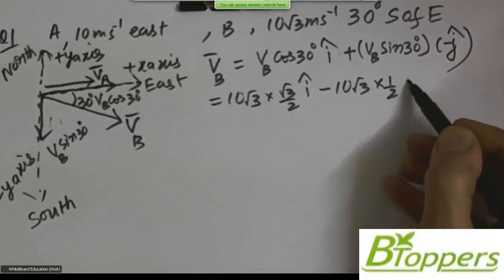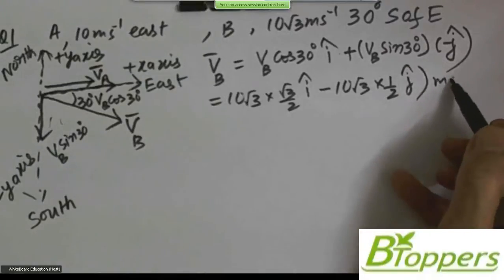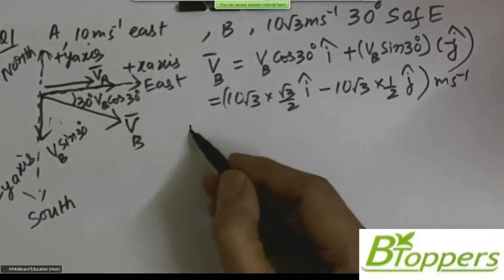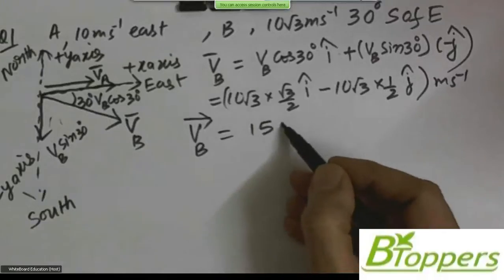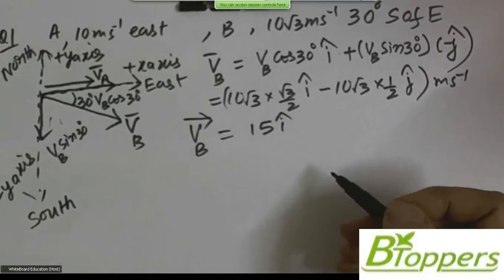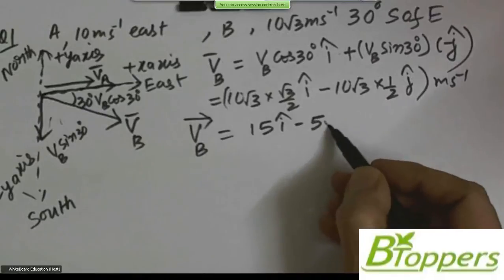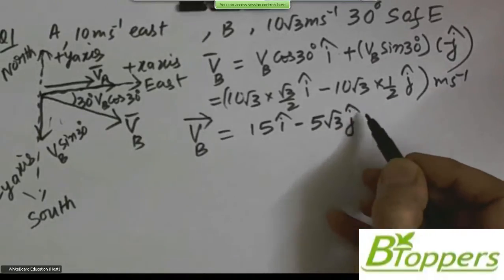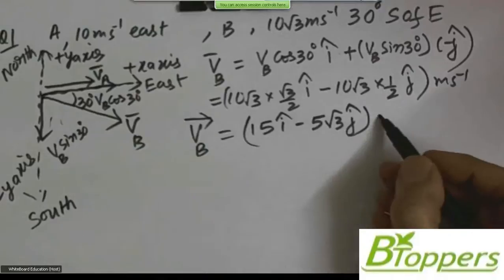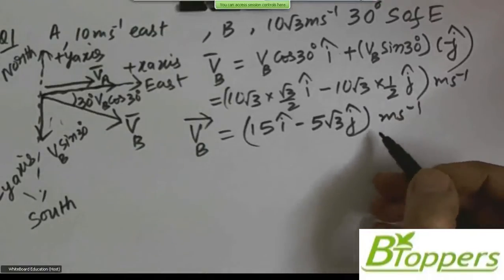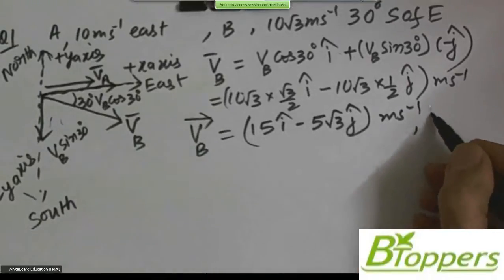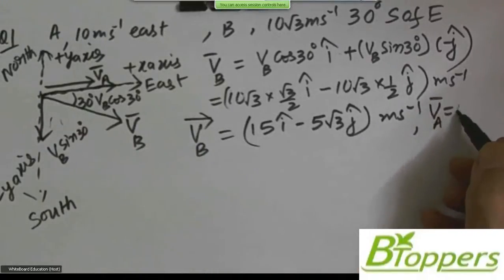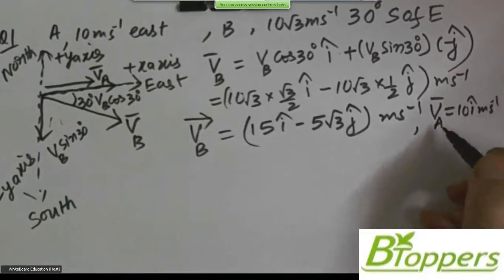Sin 30 degrees is 1 by 2. So in vector form, velocity of B can be written as 15 i cap minus 5 root 3 j cap meter per second. And velocity of A in vector form, you can write 10 i cap meter per second. It has no component in the y-axis.